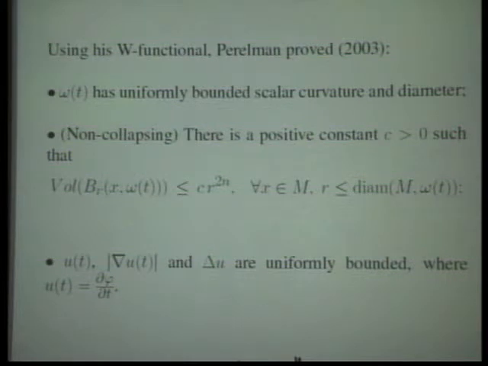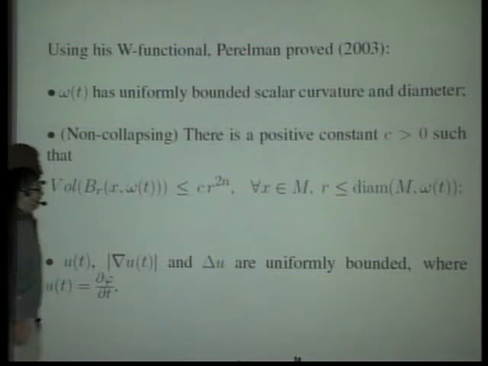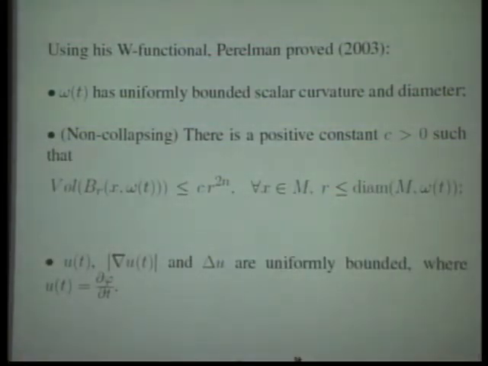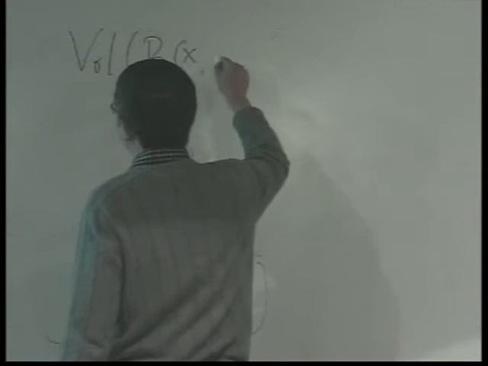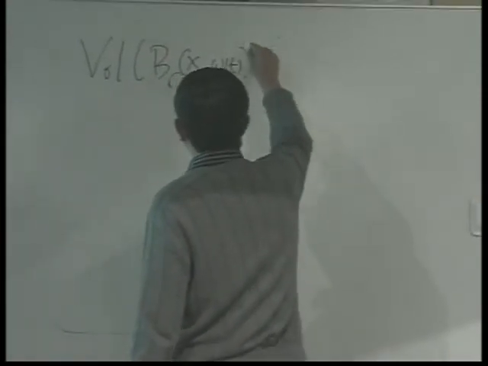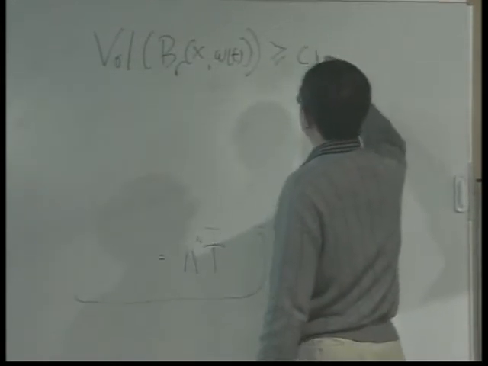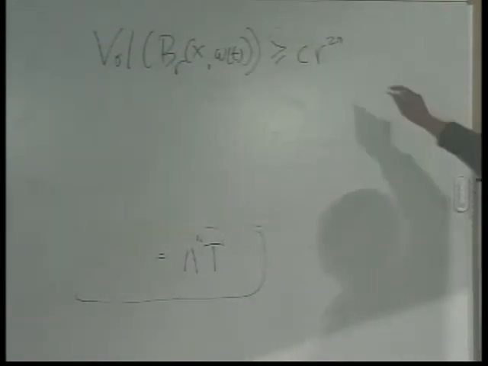Non-collapsing means there is a positive constant c such that the volume of the ball B_r(x) with respect to the metric omega t is bigger than or equal to c r to the 2n. Here 2n is the real dimension, x is in M, and r is less than or equal to the diameter. Certainly r cannot be bigger than the diameter, otherwise it cannot be true.